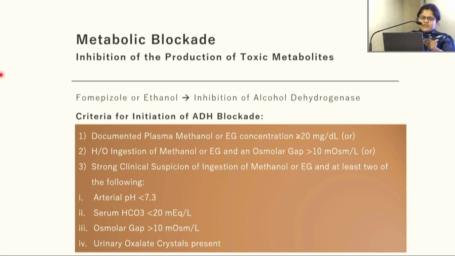So what is the criteria for initiation of metabolic blockade? It is a documented plasma methanol or ethylene glycol concentration of more than 20 milligrams per deciliter, or when there is a history of ingestion of methanol or ethylene glycol and an osmolar gap of more than 10 milliosmoles per liter, or if there is a strong clinical suspicion of ingestion, then at least 2 of the following: arterial pH less than 7.3, serum bicarbonate less than 20, osmolar gap more than 10, and urinary oxalate crystals present in case of ethylene glycol poisoning. If any 2 of these are there, you can go for metabolic blockade.